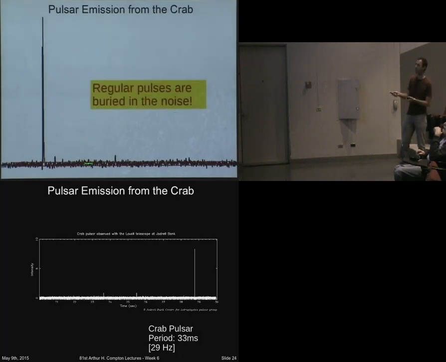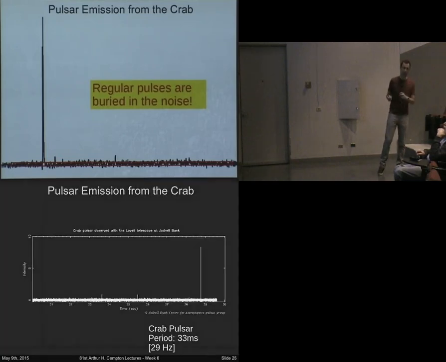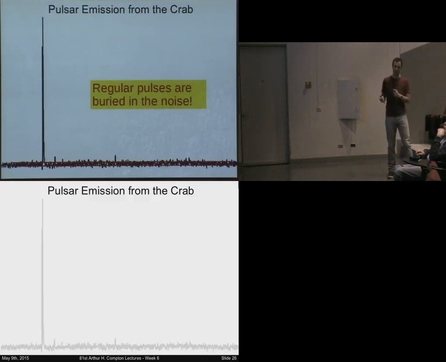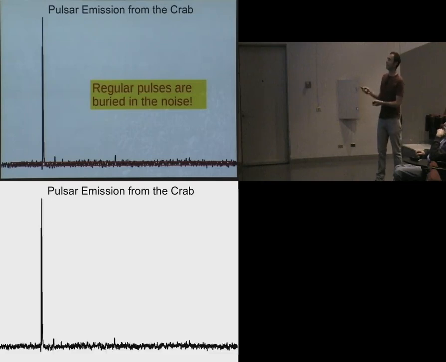In the crowd pulsar, you can't see the individual pulses unless they're giant. That's only in the crowd pulsar. In other pulsars, you can actually see the regular pulses one at a time. But in the crowd pulsar, you can't see the regular ones. You can only see the giant ones. So, I've said some weird stuff, and hopefully I'm going to fill in what all that means. So, regular pulses are buried in the noise, and these are giant pulses.